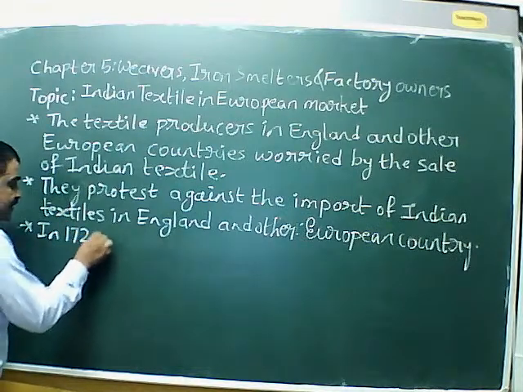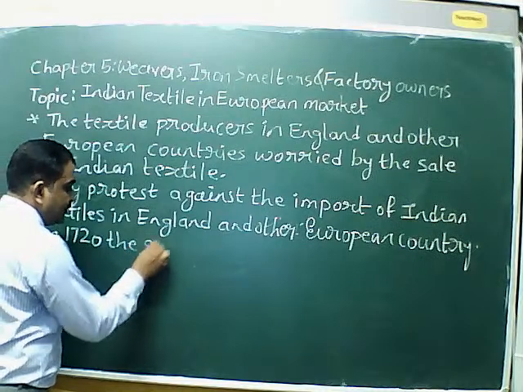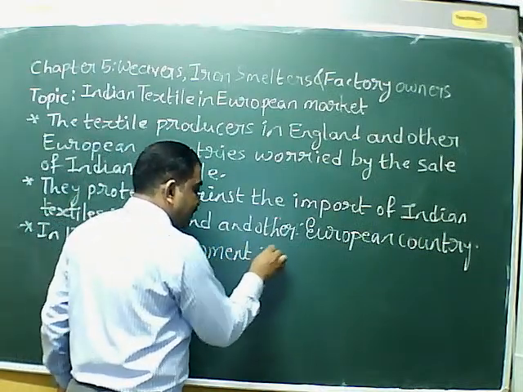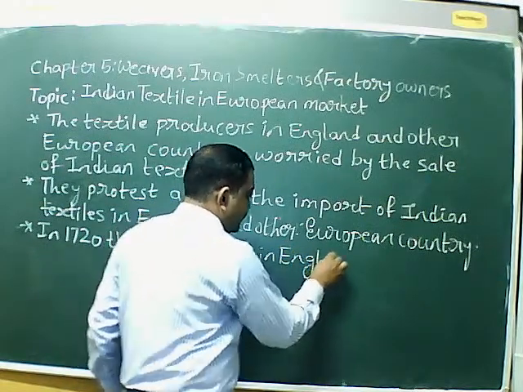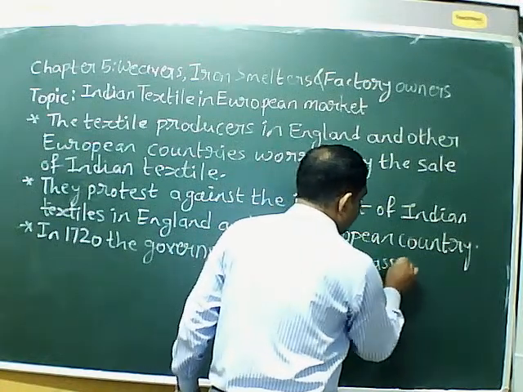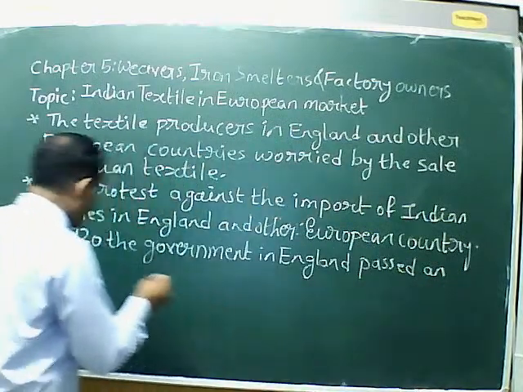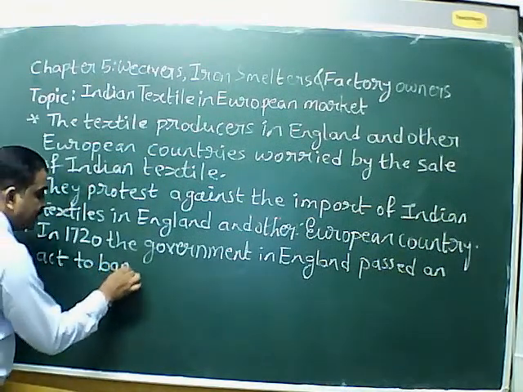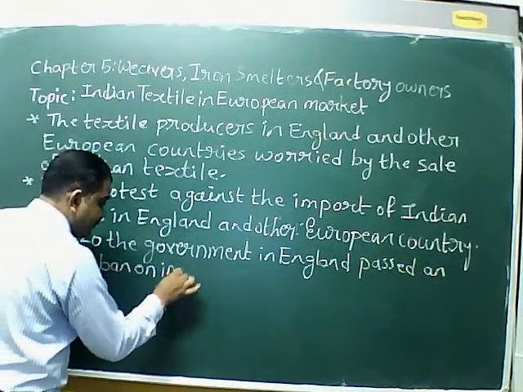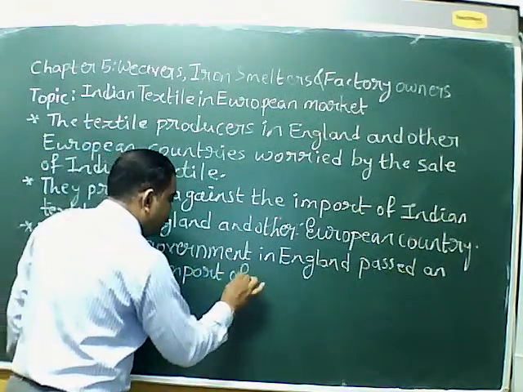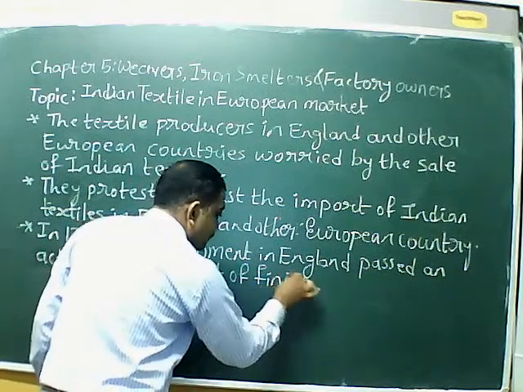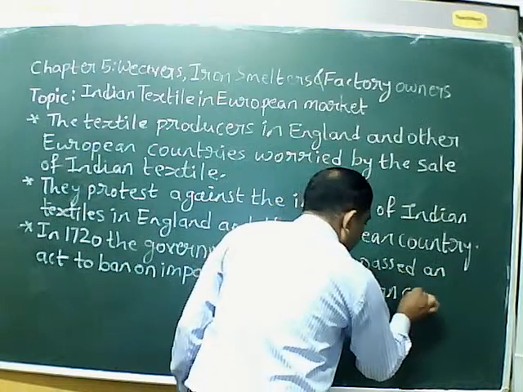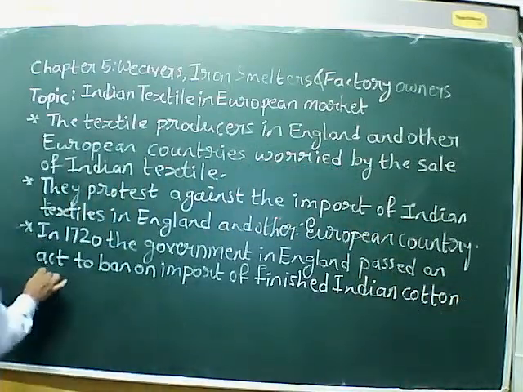In 1720, the government in England, okay, passed an act. Okay, so in 1720 the government in England put a ban on the import of finished Indian cotton textile, okay.